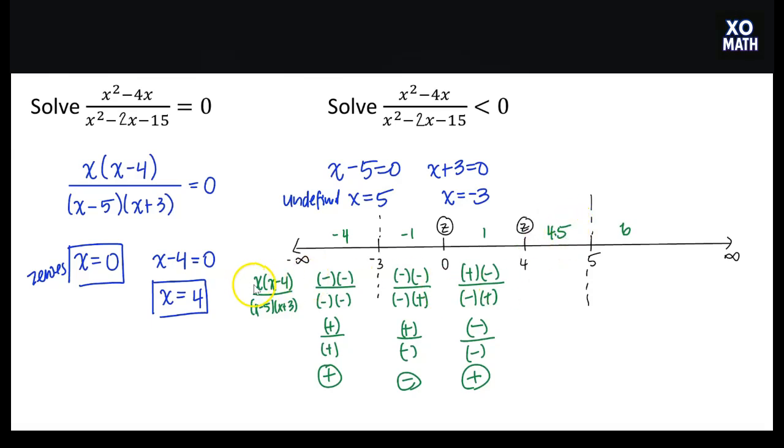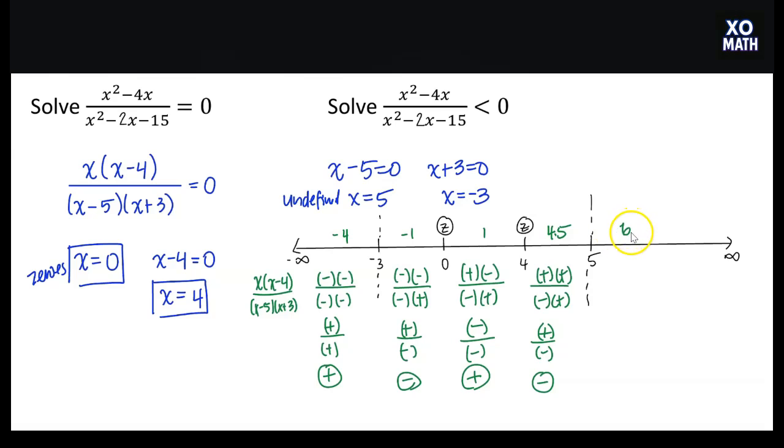Substituting 4.5 into x, that's positive. 4.5 minus 4, that's positive. 4.5 minus 5 is negative. And 4.5 plus 3 is positive. So it's a lot quicker than, let's say, substituting 4.5 into this original function and then squaring it and doing all the computation. And so overall, let's see, we get a positive in the numerator, a negative in the denominator, and overall that's a negative, so I'm going to want that interval.